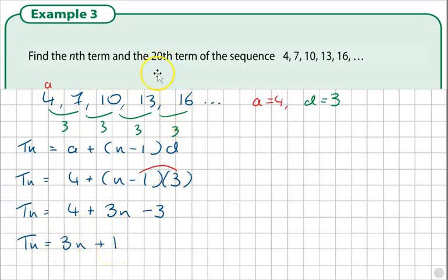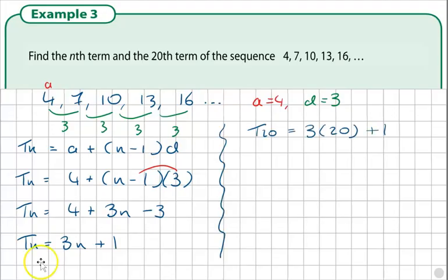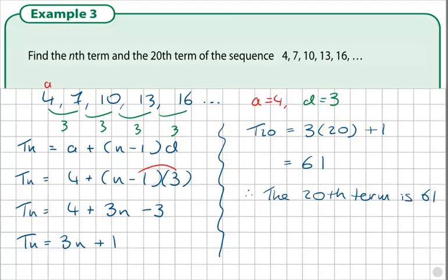So next we want to find the 20th term. T20 is going to give us the 20th term. So we replace that n with a set of brackets. The brackets are very important. And we put 20 into the brackets because we're looking for the 20th term. And 3 multiplied by 20 is 60, and 60 plus 1 is 61. Therefore, the 20th term is 61.